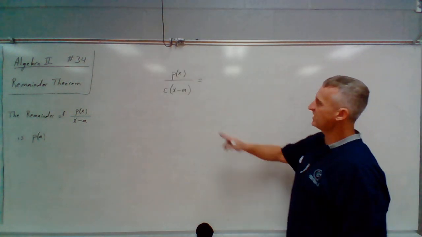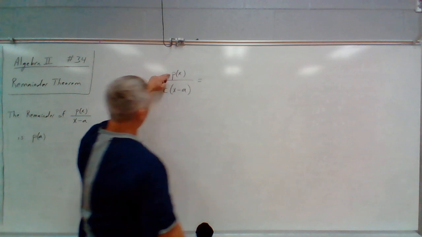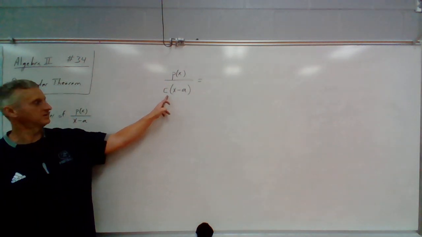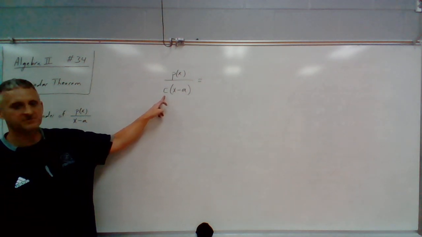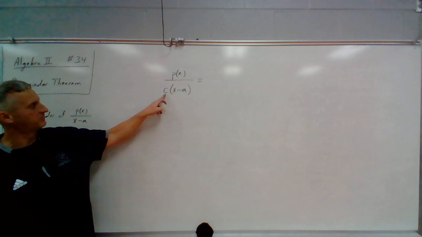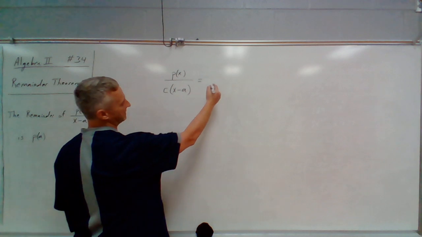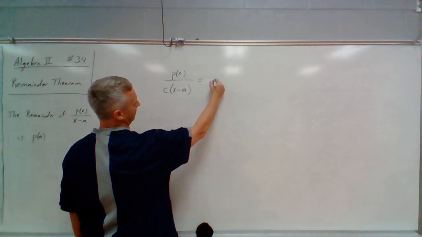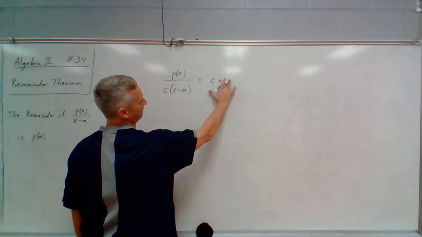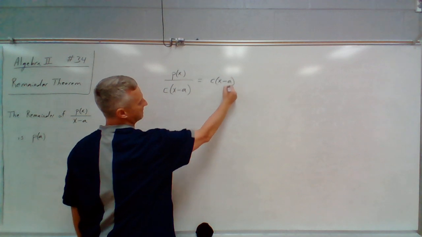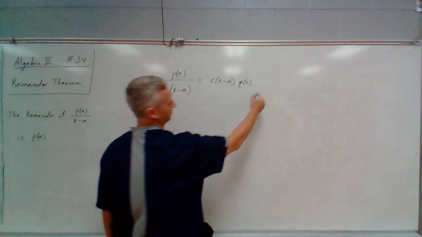All right, let's make the remainder theorem a little more complex. Say we have a polynomial and we're going to divide it by a constant times x minus a. By a constant, I just mean a number. Maybe there's a 5 sitting here, or a 3, or a negative 2. So 5 times x minus a, something like that. Okay, so we know if we do this division, we can write it as c times x minus a times some polynomial plus the remainder.